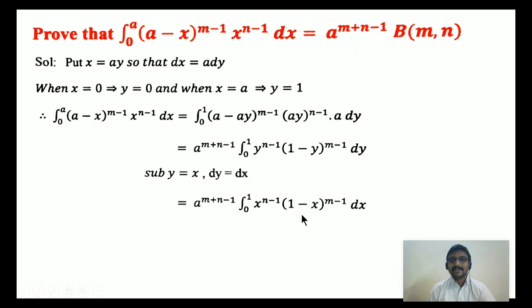Now it is nothing but the beta function definition. What is the beta function definition? Beta of m, n is integral of 0 to 1 x to the power of m minus 1 into (1 minus x) whole power n minus 1 dx. But here m, n are interchanged, so it is nothing but beta of n, m. But we know that the beta function satisfies the symmetric condition, that is beta of n, m is always equal to beta of m, n. Hence a power m plus n minus 1 into beta of m, n, because beta of m, n is nothing but beta of n, m. So hence the required statement is clearly proved.